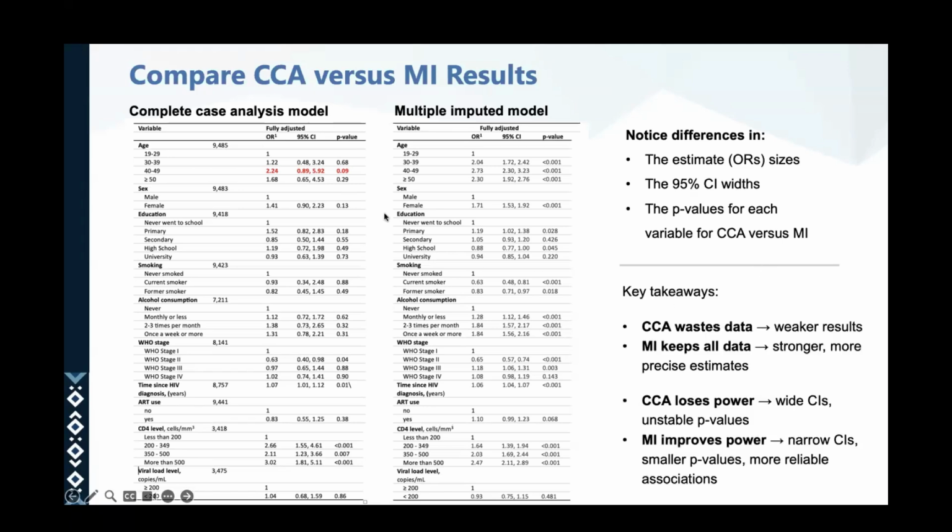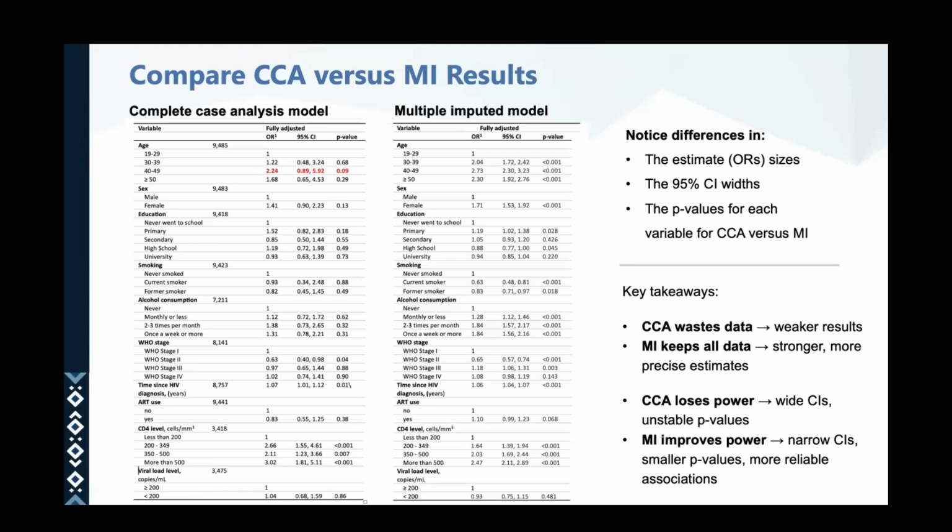So the key takeaway from here, and the results are applicable for other variables. I've used H, but you can observe the same thing for the other variables on the table. And so the key takeaway here that you should note is that complete case analysis usually wastes a lot of data, particularly when you have huge amounts of missingness. And so your results will be weaker, as we have seen in terms of the effect size and the confidence intervals, while multiple imputation keeps a lot of the data.